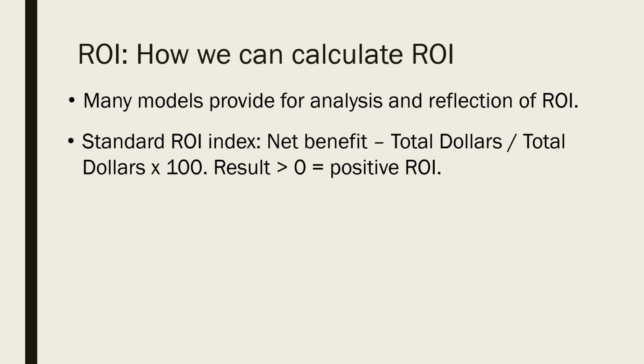First is the standard ROI index, used frequently in corporate environments. This measure subtracts the total cost of training from its total benefits to arrive at a net benefit amount. The net benefit is then divided by the total cost and multiplied by 100 to determine an index. Index values greater than 0 are considered to represent a positive ROI.